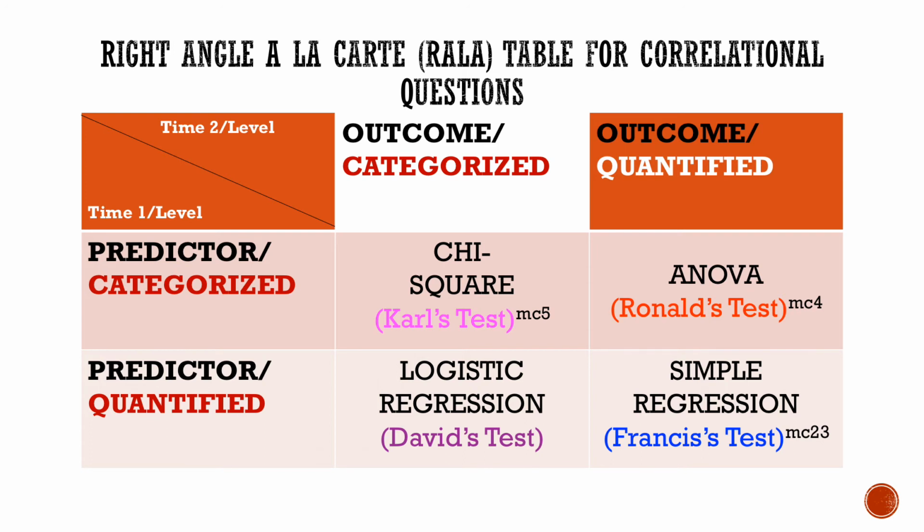As you go through the course, you may choose to pick and choose from the mini-courses, just as you would pick and choose from an a la carte menu at a restaurant. Most research requires introductory and descriptive statistics, which are covered in mini-courses 1 and 3. So everyone should take those mini-courses. However, for your correlational questions, you may find you only need chi-square. If you are pressed for time, you can focus your time on mini-course 5, which is chi-square or Carl's test, and so on for the other kinds of correlational questions.